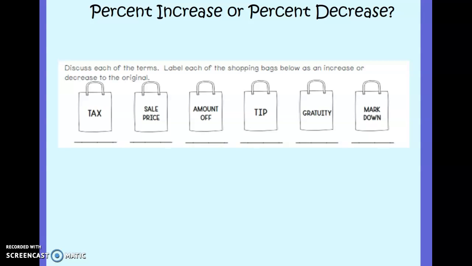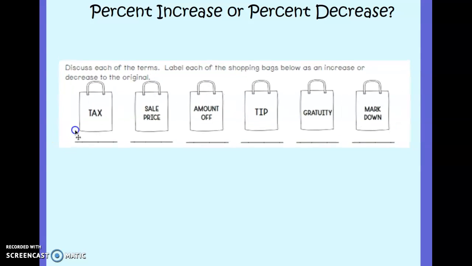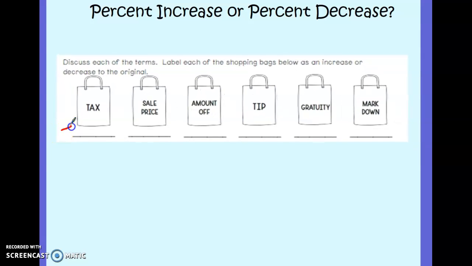Okay, so the first is tax. When we are paying our taxes, this is an increase. We pay the tax amount on top of whatever the original price is. A sale price, we're getting a percentage off, so it is going to be a decrease. Amount off, again, that's going to be a decrease.